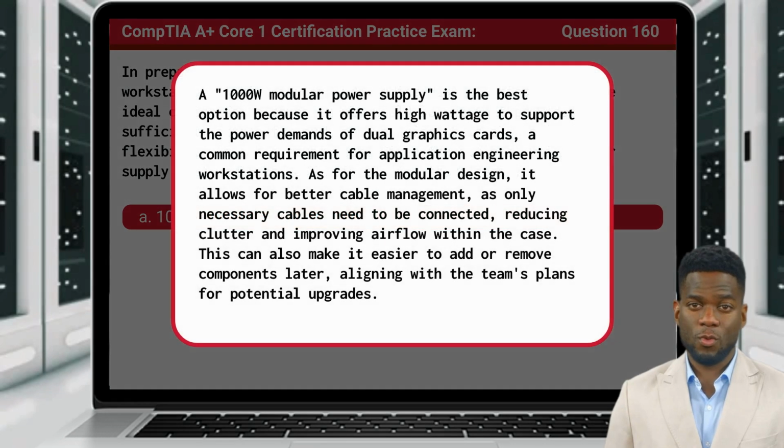A 1000-watt modular power supply is the best option because it offers high wattage to support the power demands of dual graphics cards, a common requirement for application engineering workstations. As for the modular design, it allows for better cable management, as only necessary cables need to be connected, reducing clutter and improving airflow within the case. This can also make it easier to add or remove components later, aligning with the team's plans for potential upgrades.